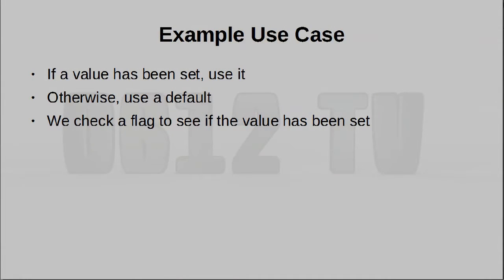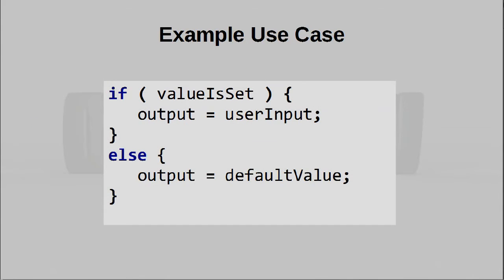In this case, basically what I'm trying to do is set an output variable, and if a user has set the input, then we want to use the input. If it hasn't been set, we want to return a default. The way we check to see if the input has been set by the user is by checking a flag. So yeah, the code looks like this. It's extremely simple, but it can be even more simple with the ternary operator.